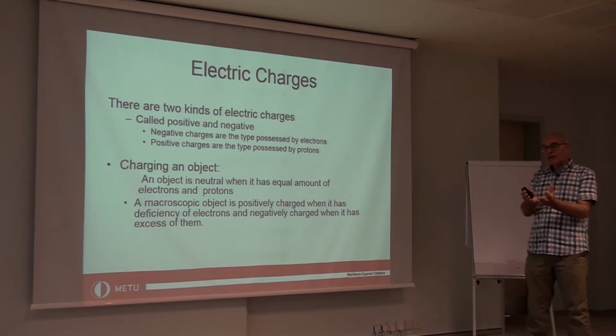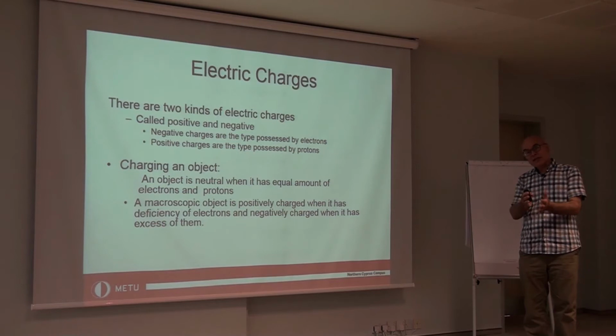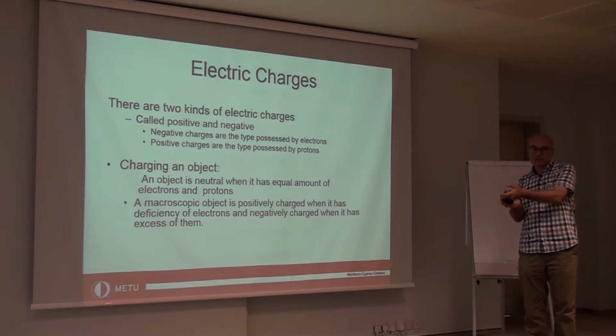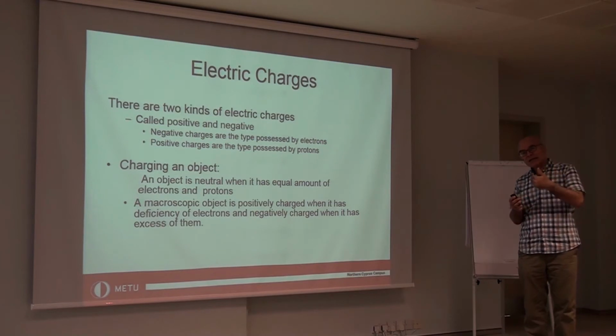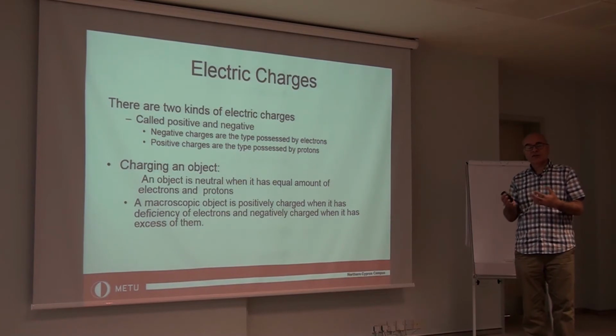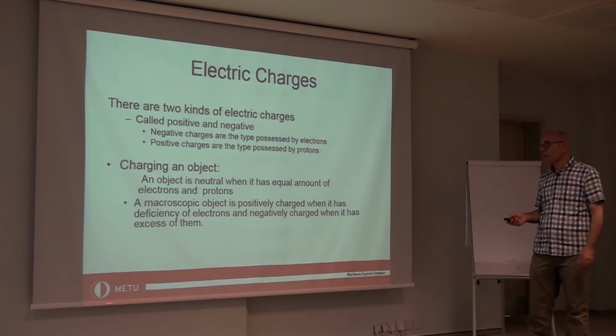Okay, so having a macroscopic object charged is about having a deficiency of electrons. In this case, it will be positively charged, which means you have taken electrons from that object, or having an excess of electrons, in which case it will be negatively charged, and this means that you have added electrons to that macroscopic object.